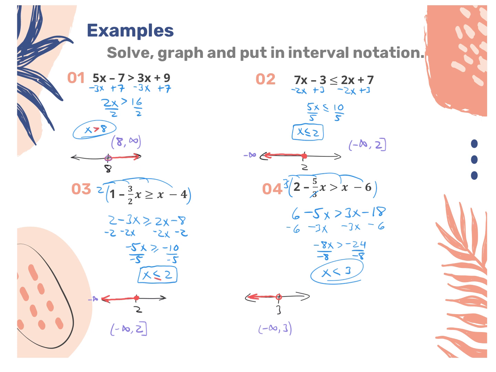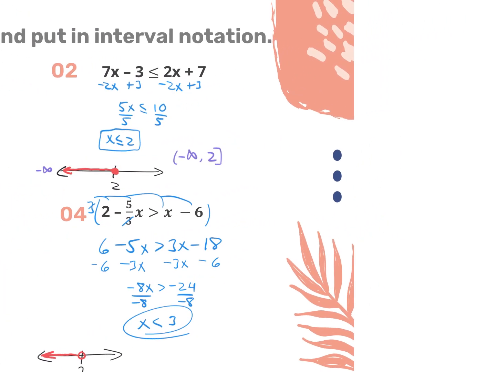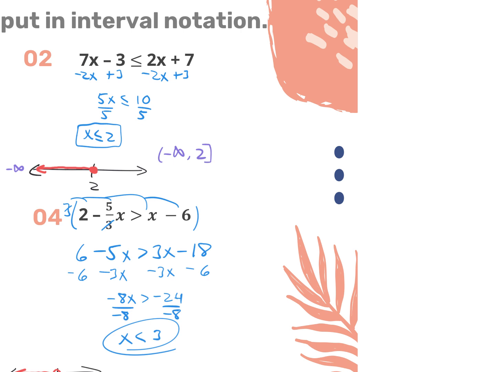Now, I'm going back to record this part because I was reminded of it after the fact. I saw some people in class, once they got to this step right there, do it the other way. Let me just rewrite it. So 6 minus 5x is greater than 3x minus 18.